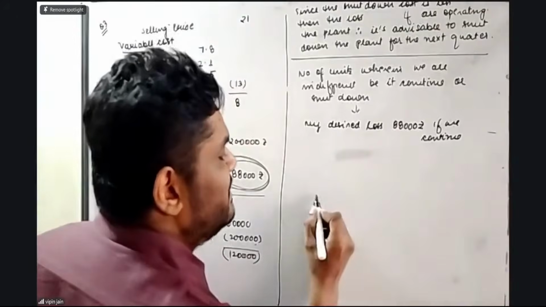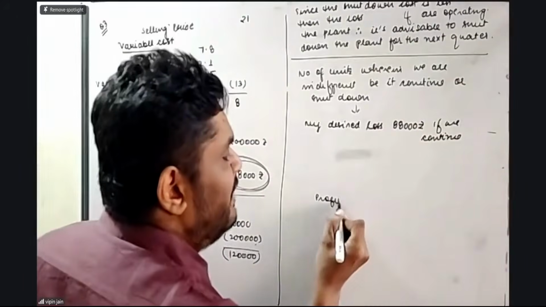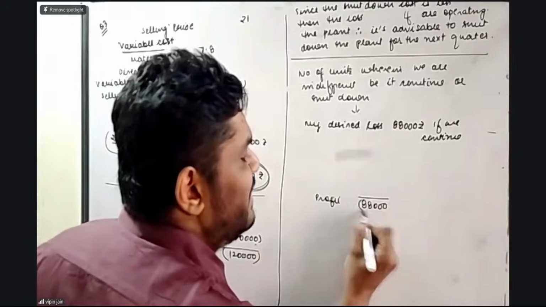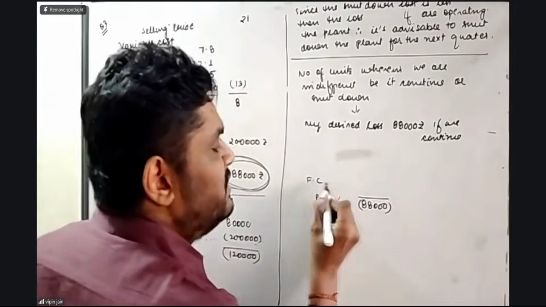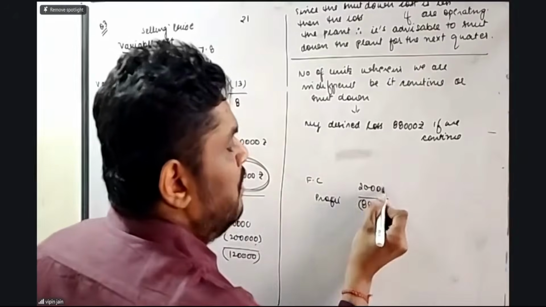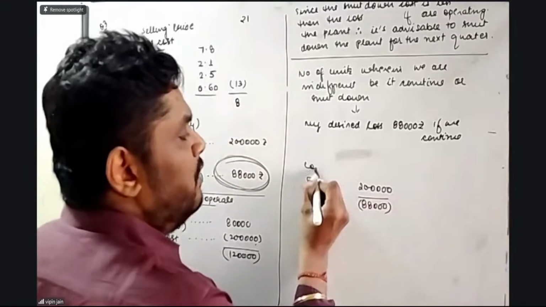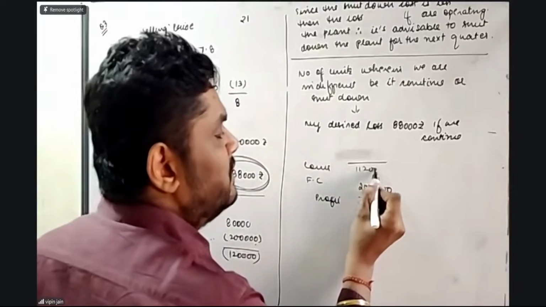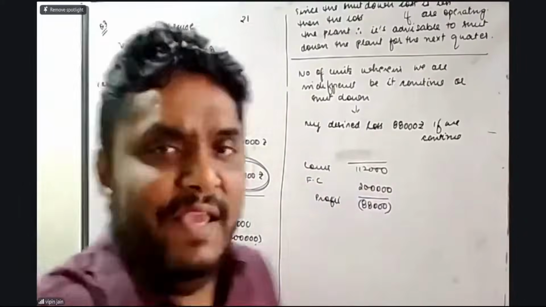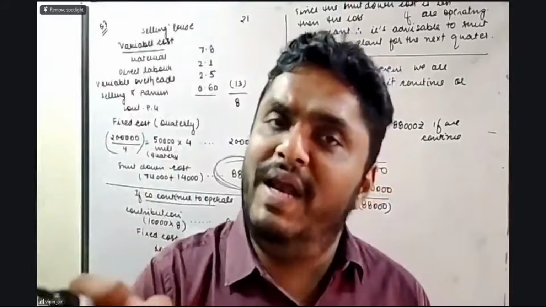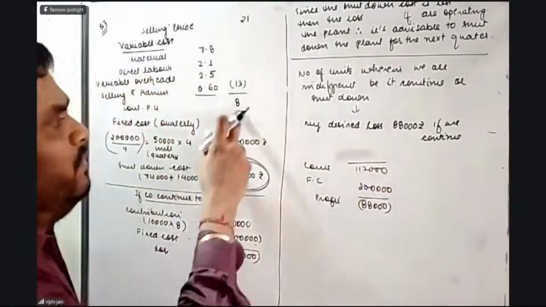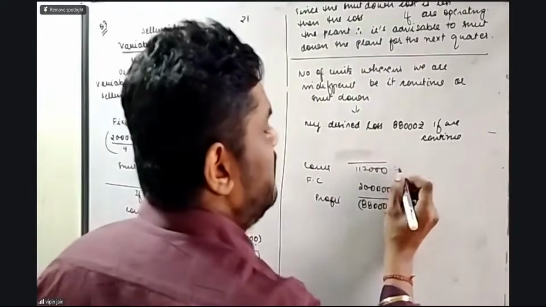So let's prepare the master chart. Loss is how much? 88,000. This is my desired loss. My fixed cost is always the same, that is 2 lakh. So my contribution, how much am I expecting? 1,12,000. It means if we are making a contribution of 1,12,000, there will be a loss of 88,000. And the contribution per unit is rupees 8.